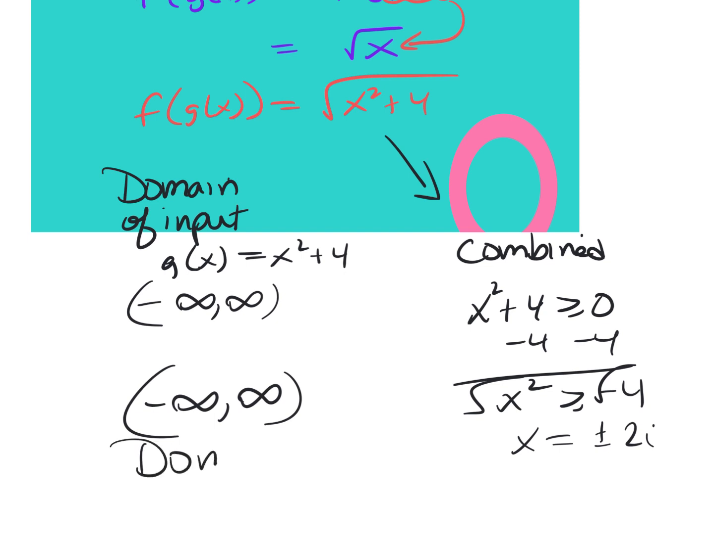So the domain of the final combined function, including the input, is still all real numbers, because I don't worry about excluding imaginaries. And that is it for 2-6.